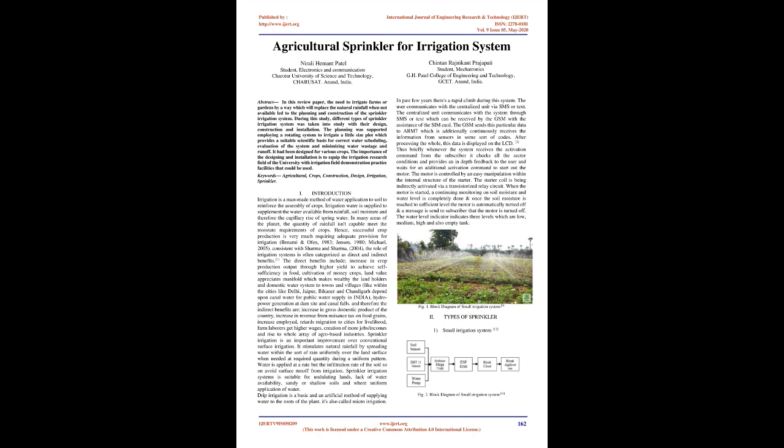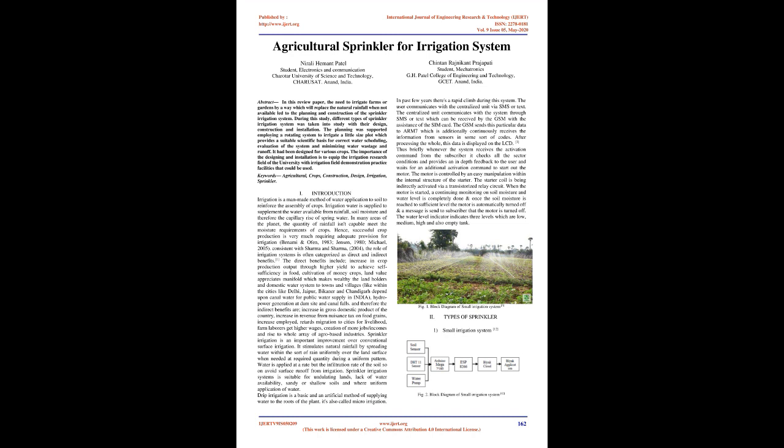According to Sharma and Sharma, 2004, the role of irrigation systems can be categorized as direct and indirect benefits. 1. The direct benefits include increase in crop production output through higher yield to achieve self-sufficiency in food, cultivation of money crops, land value appreciating manifold, which makes landholders wealthy, and domestic water supply to towns and villages, like in the cities like Delhi, Jaipur, Bikaner, and Chandigarh, which depend upon canal water for public water supply. In India, hydropower generation at dam sites and canal falls.